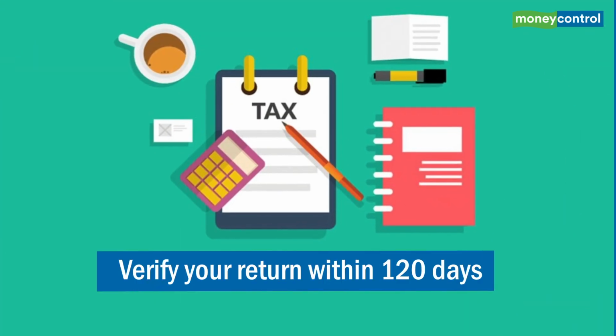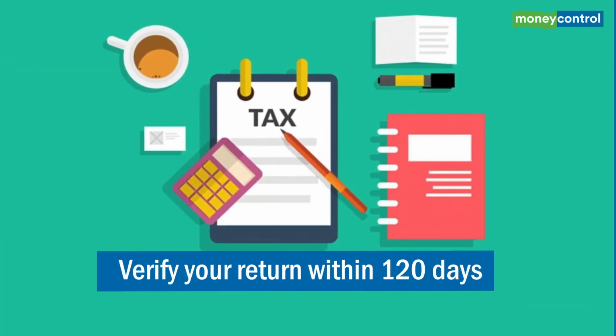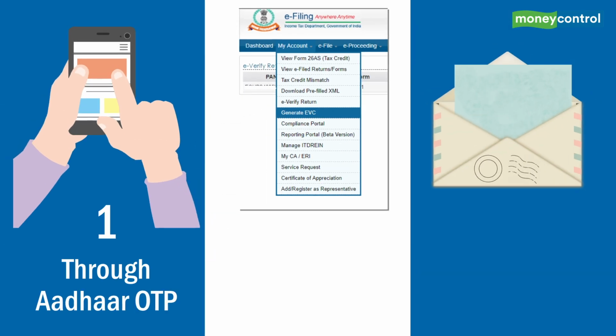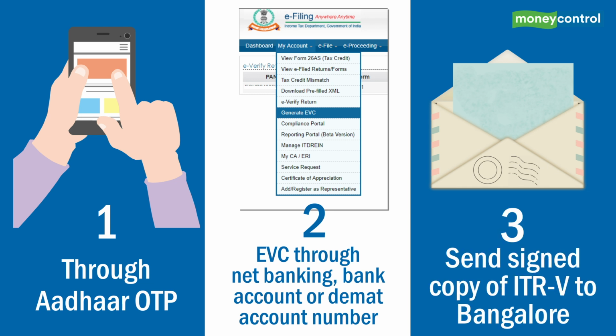Verify your return within 120 days of having filed it online. There are 3 broad ways to do it. Through Aadhaar OTP, by generating electronic verification code through your net banking, your bank account number or DMAT account number. Or send the signed copy physically to IT Department's Central Processing Center, Bangalore.